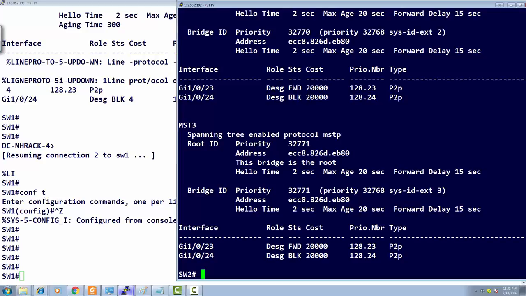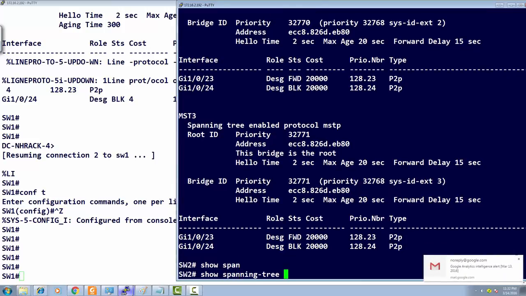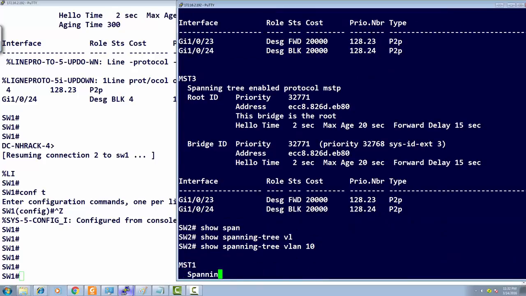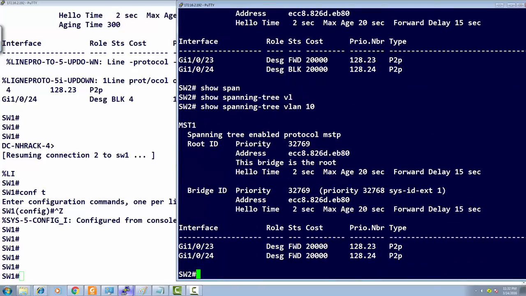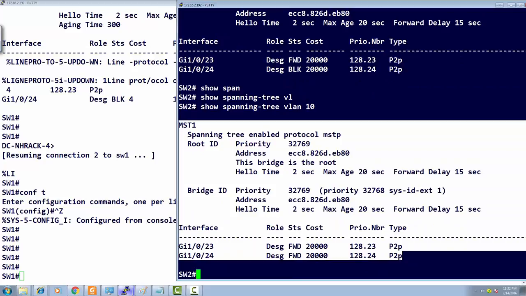The VLANs will not be visible because in MST you do not run spanning tree per VLAN. You run it based on the instance. So when you are running it on the instance, there's no question of seeing the spanning tree per VLAN. But if you want to actually see it, show spanning tree VLAN 10, we can see which instance it belongs to. So it belongs to this here.